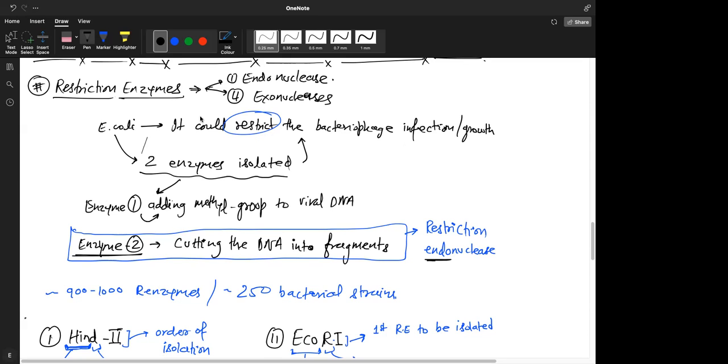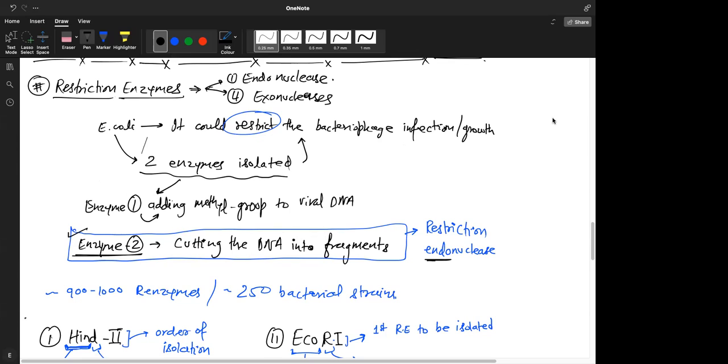So this enzyme we were not interested in because it's not a nuclease. It is just silencing the DNA, not breaking or degrading it. The second enzyme was cutting the DNA into fragments. Now that is something interesting to us. Okay, cool. There is something that can cut the DNA.